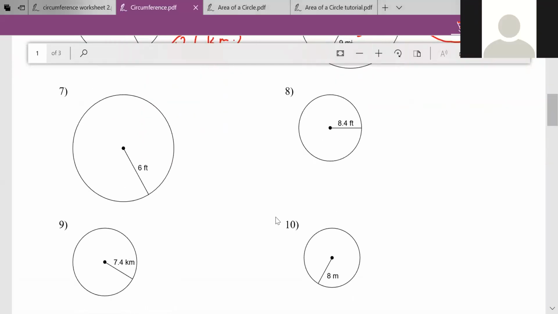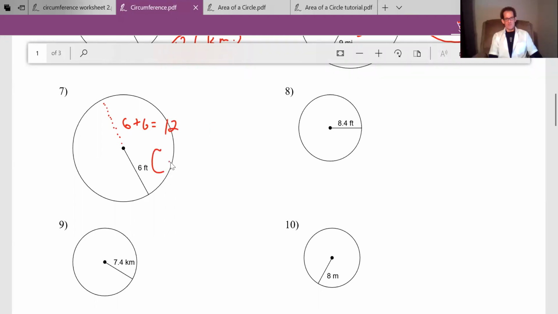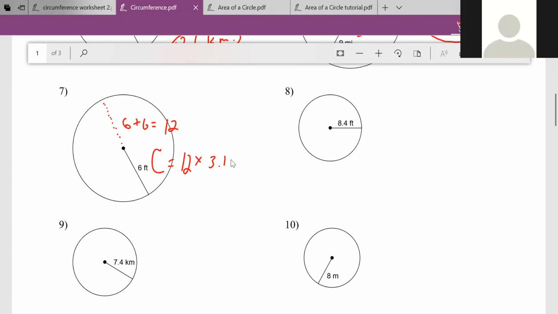Yep. And here's a few more. Number 7 is 6 for the radius. So the diameter is going to be 6 plus 6. And the circumference is going to be 12 times 3.14. 37.68. Oh, I did something wrong. Let me go back. 3.14 times 12. There we go. Okay, we can round this. We can round this up to 7 because the 8 is higher than 5. So we'll say 37.7 feet.